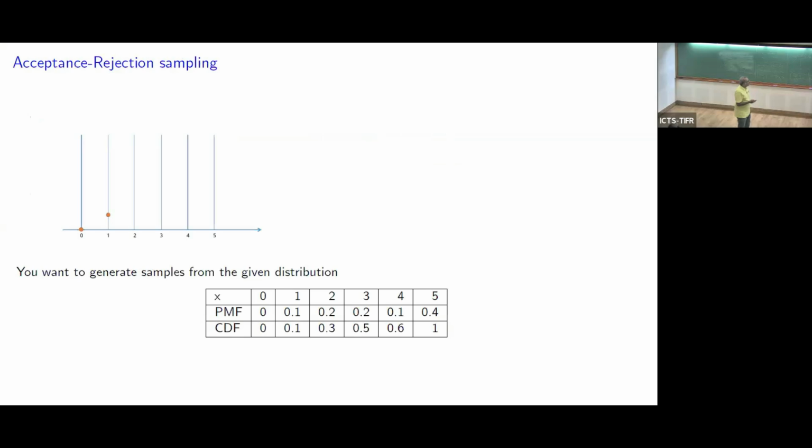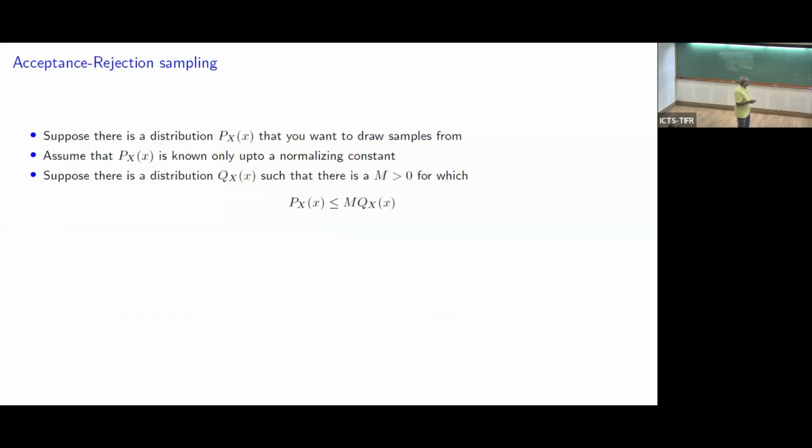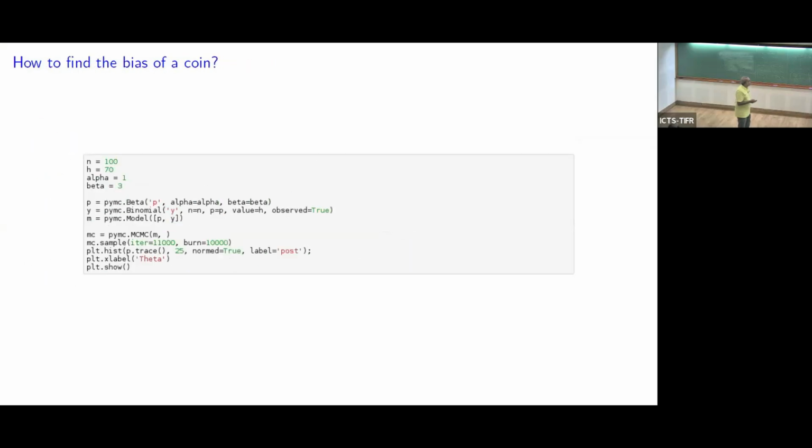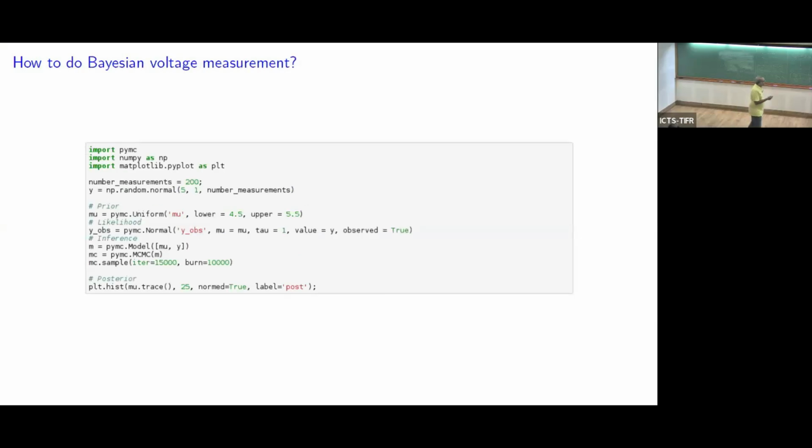I don't think we'll get time for this, but I'll just show you how it can be done. This is basically the code that was used to generate whatever I had shown, that Bayesian voltage measurement and all that. I'm using a package called PyMC. This is Python code. PyMC is a software package which can be used to do Markov chain Monte Carlo, using MCMC.